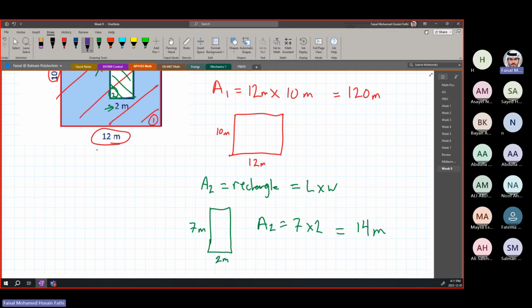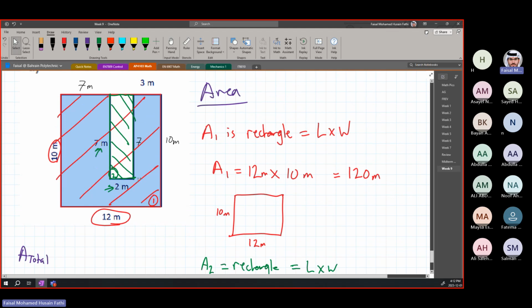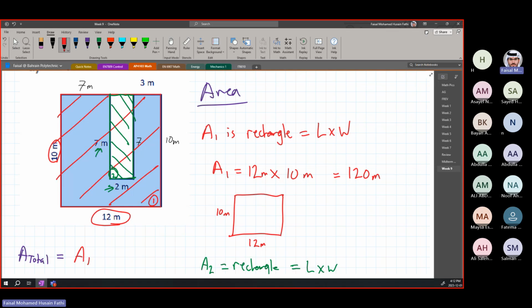Now we need to find the total area, the A total, of this shape. So the area total in this case is going to be A1, but instead of adding, we have a gap here. So the green part, we are trying to remove this area from the total area. If we're looking at this square over here, we're trying to delete this part so it can be the exact same shape. So it will be converted into this shape.